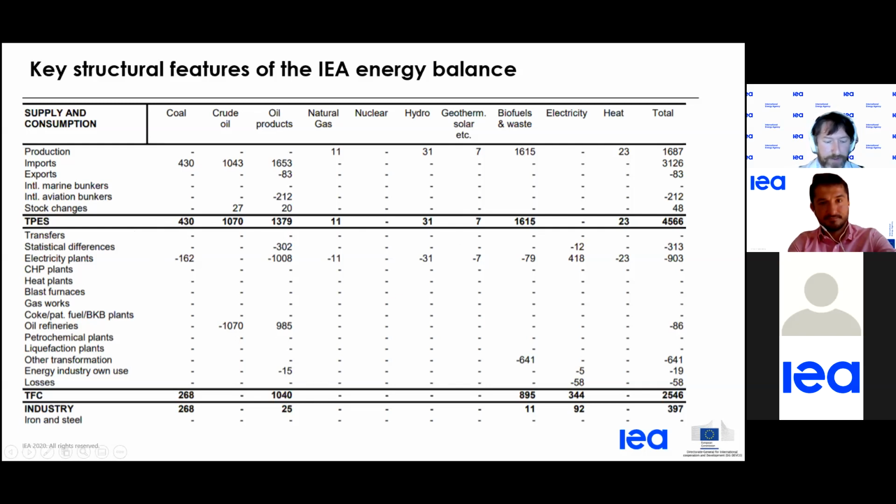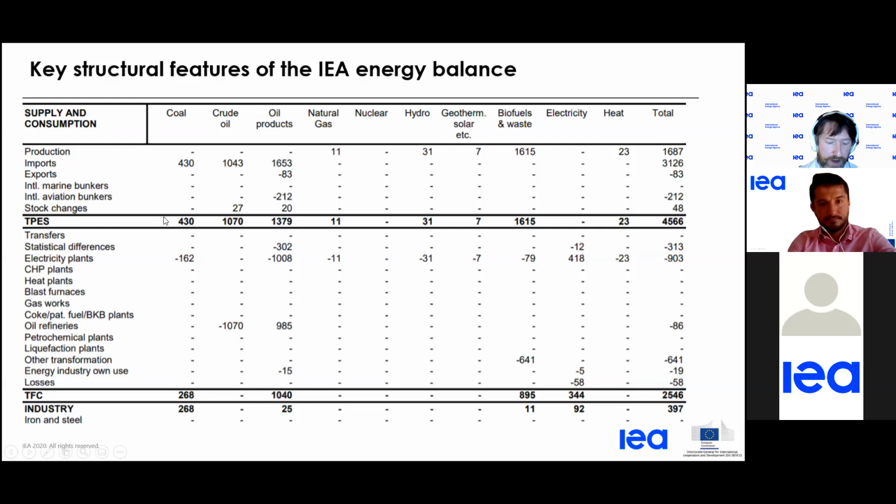Now, there are a couple of important conventions and balances that it's good to be aware of. And the first is production. Only production of primary products is reported in the production row. Production of secondary products is reported under transformation. And this is done to avoid double counting.